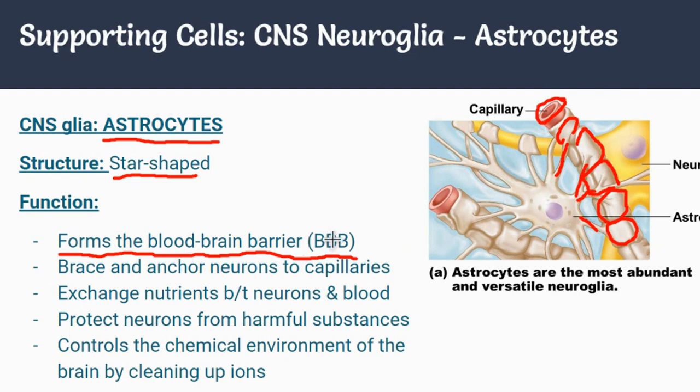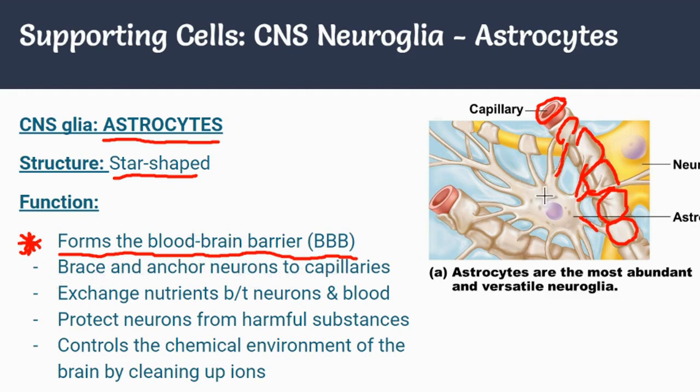So it helps to form the blood-brain barrier. I'm going to put a big star next to that one, because if I had to guess, blood-brain barrier, that's what you're going to need to know. Astrocytes help form the blood-brain barrier. They also brace and anchor neurons to capillaries.